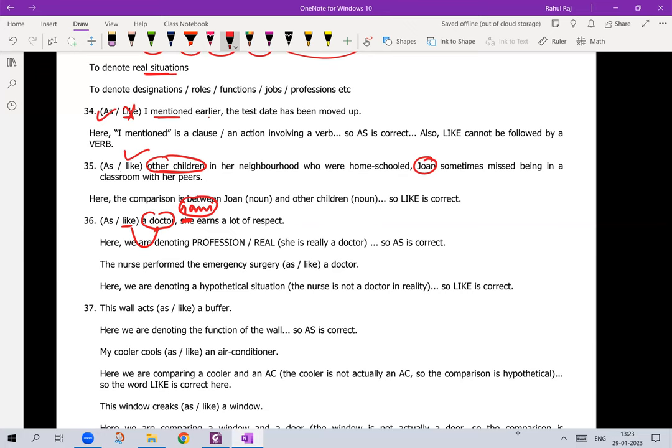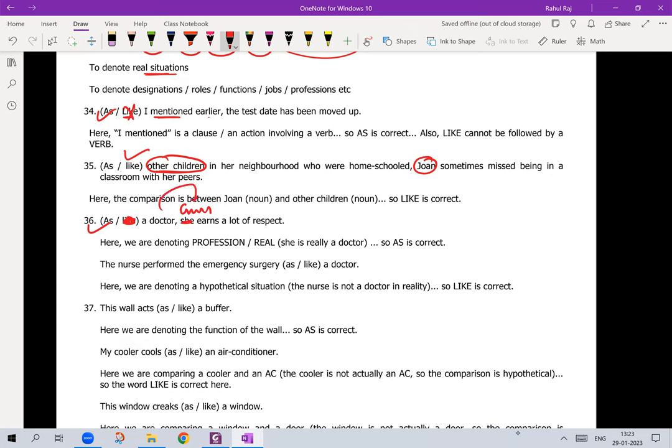So again, it is very wrong to say, like a doctor, Gauri earns her respect. Why? Because Gauri might be in whatever profession. She might be the richest person of the world. But technically, what you are trying to do here is compare the respect that a doctor earned, saying Gauri will earn the same respect being a philanthropist. That's wrong. You should not say such statements at all. So it should be: like is wrong. As a doctor, Gauri earns a respect.